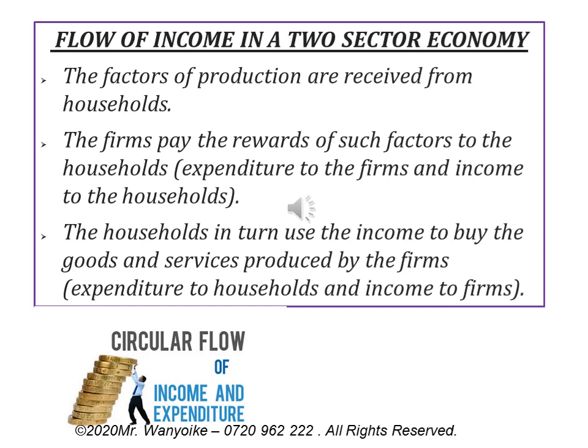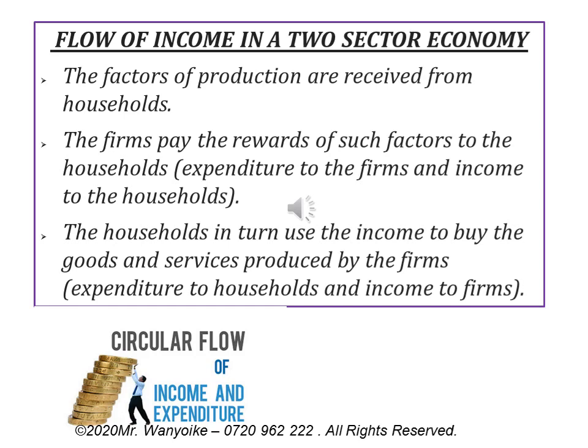So farms buy factors of production from citizens or households. Now households have money. With this money, they buy the finished products from the farms. And that's why we are talking about a cycle or a flow. So the factors of production are received from the households. Then the farm pays for the rewards, or buys the factors of production from the households. And this is an expenditure to the farm and income to the household.